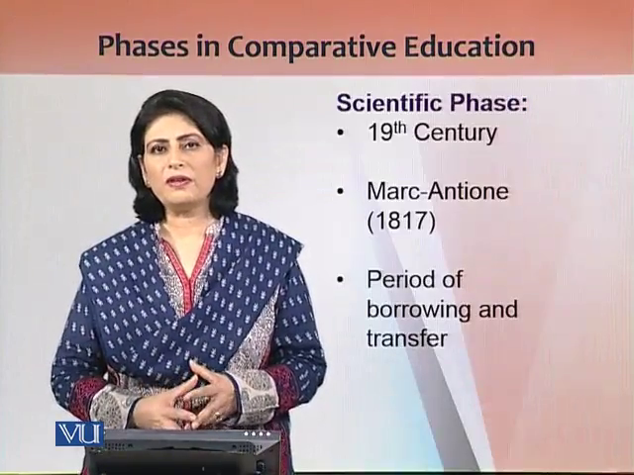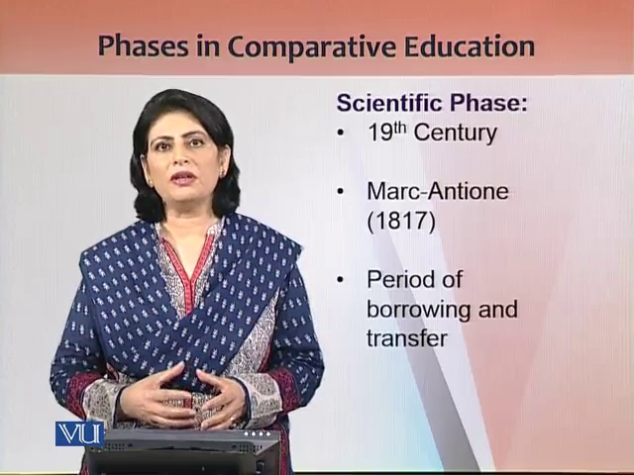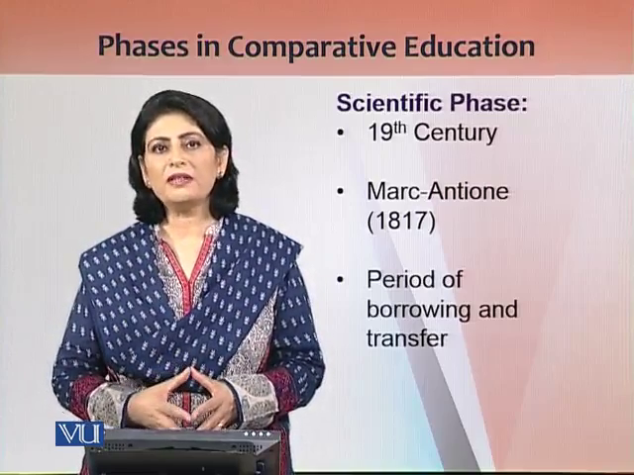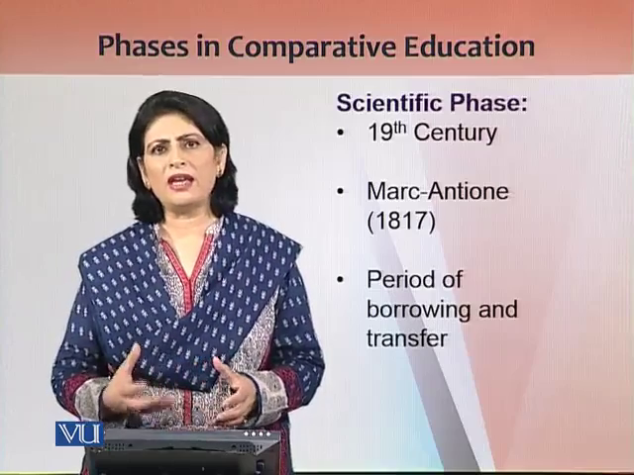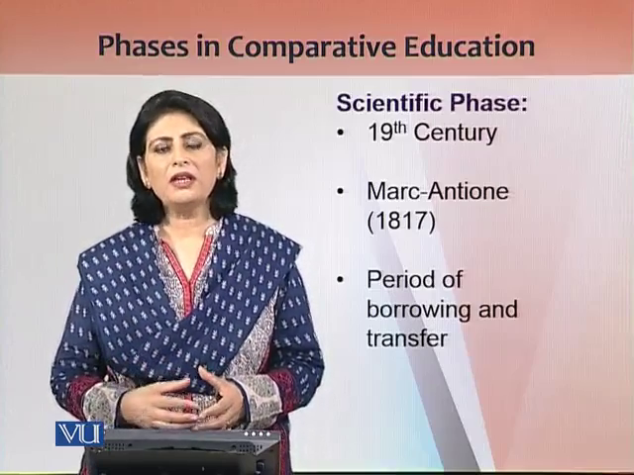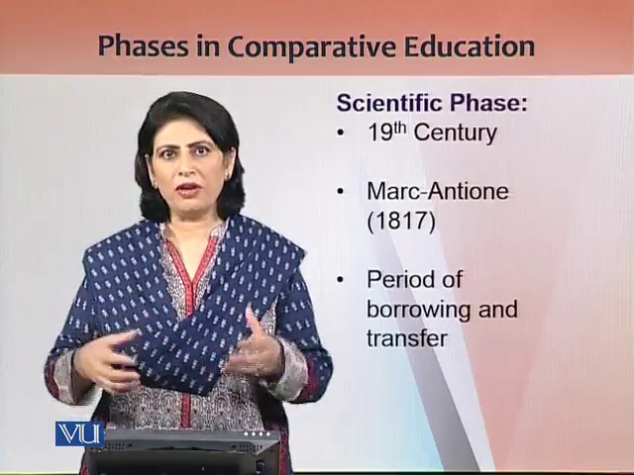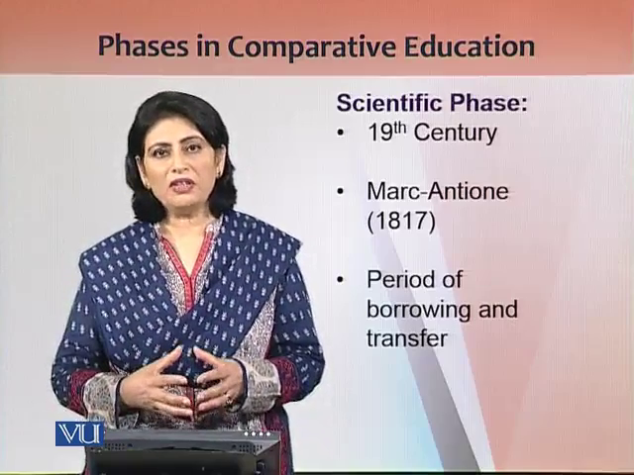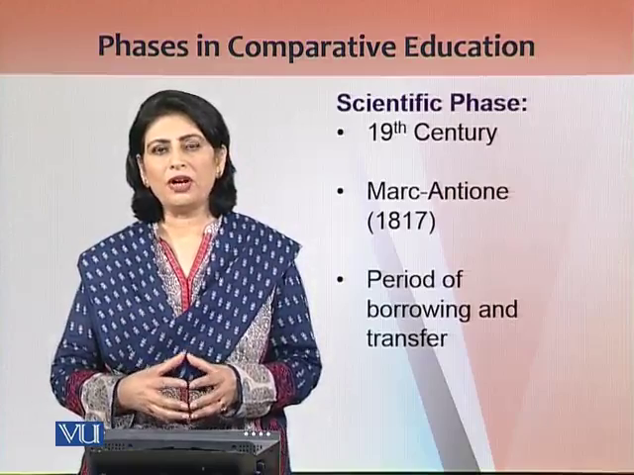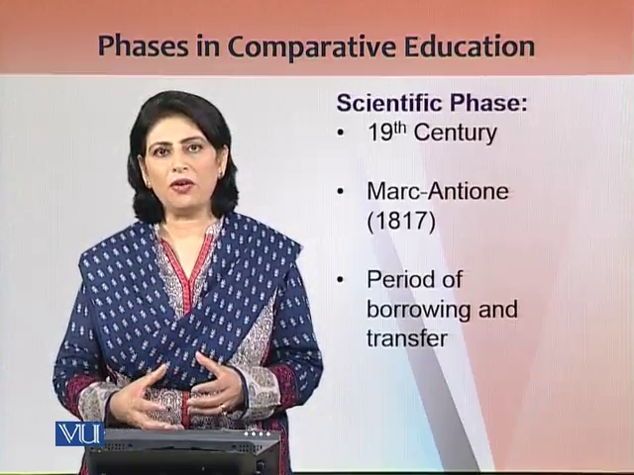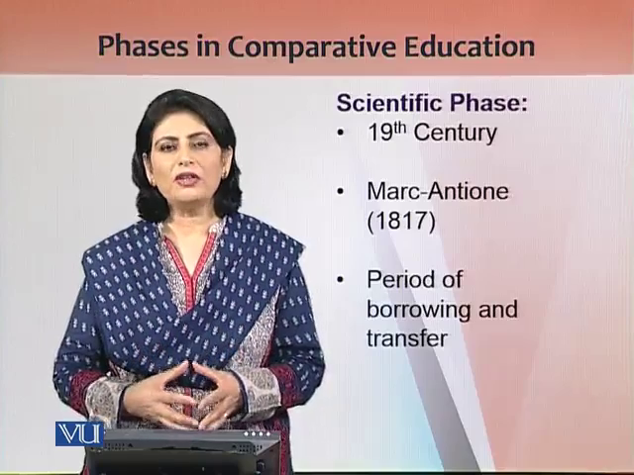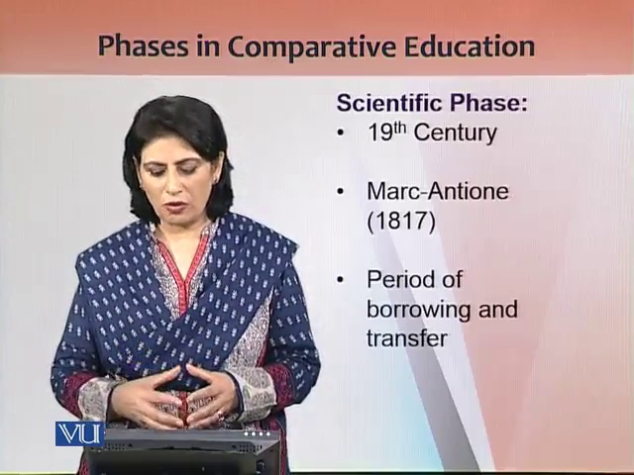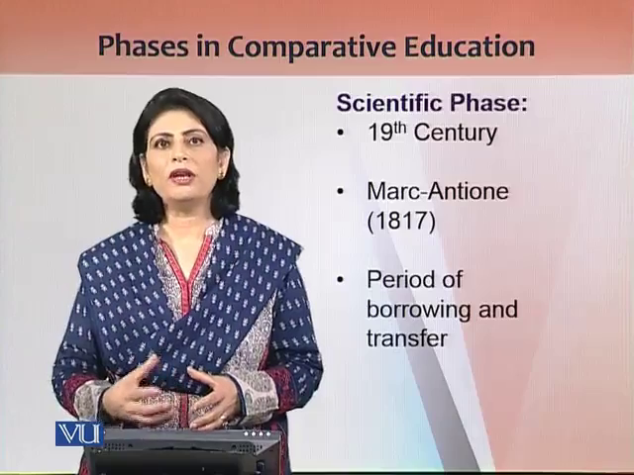The scientific phase has been said to extend over the early part of the 19th century. The work of Marc Antoine Jullien de Paris, 1817, has been associated with this period, and he has been the one figure that stands out, although he's not the only one. This was a stage in which people had started to look at other country contexts to find solutions to their problems. This phase is also known as the period of borrowing and transfer.